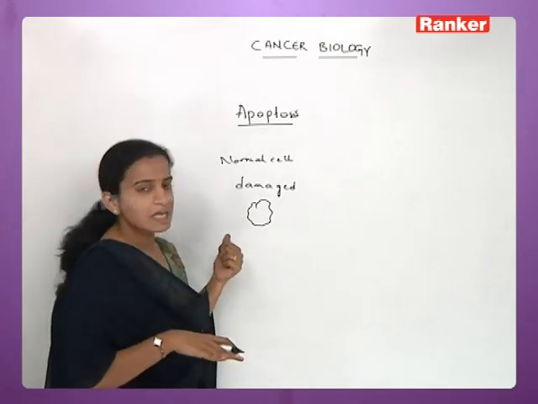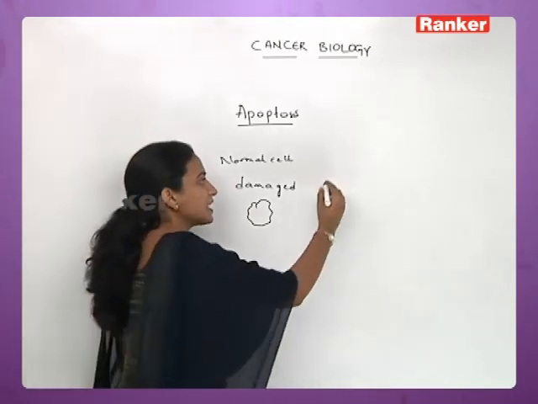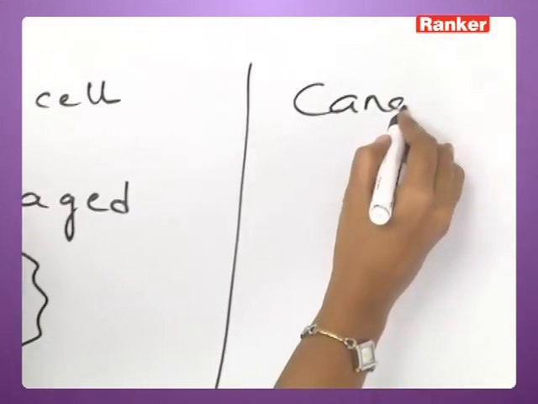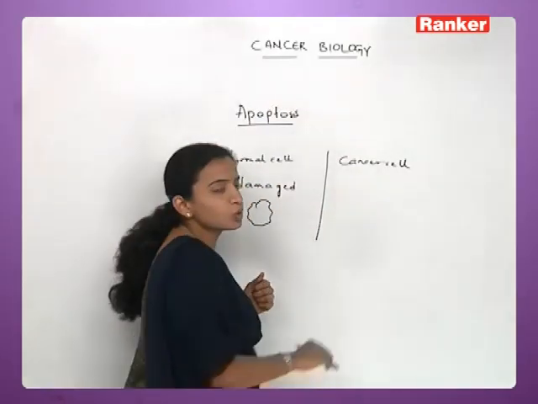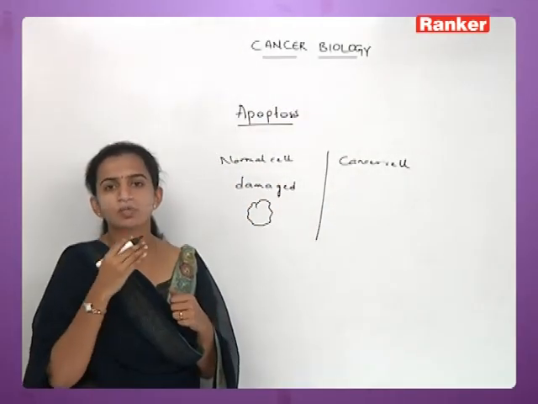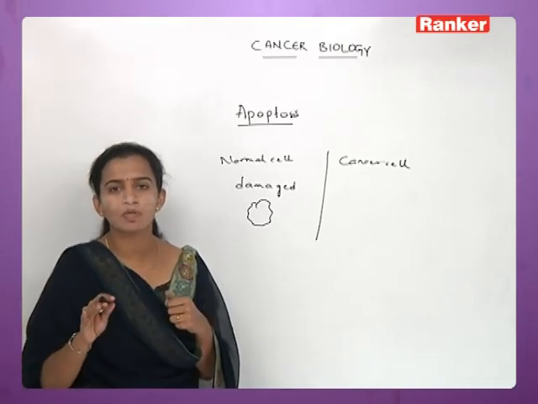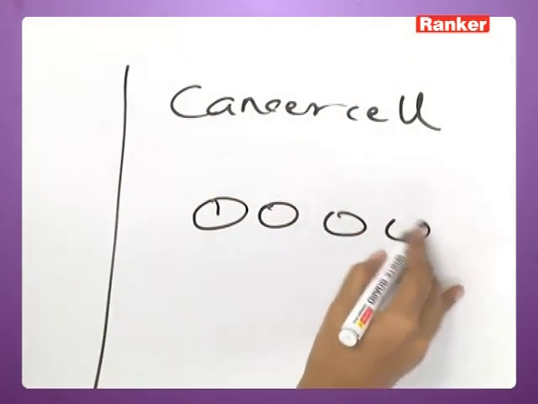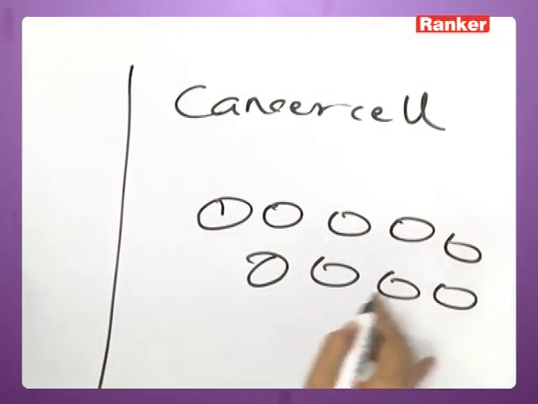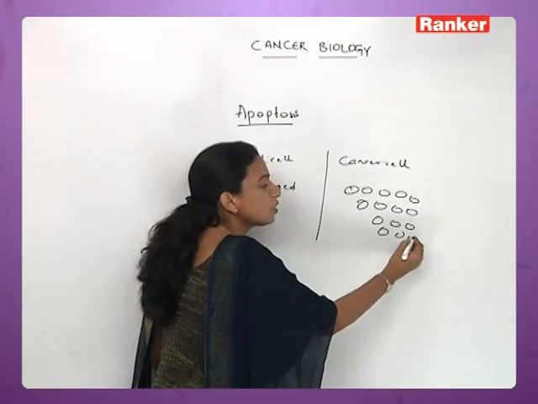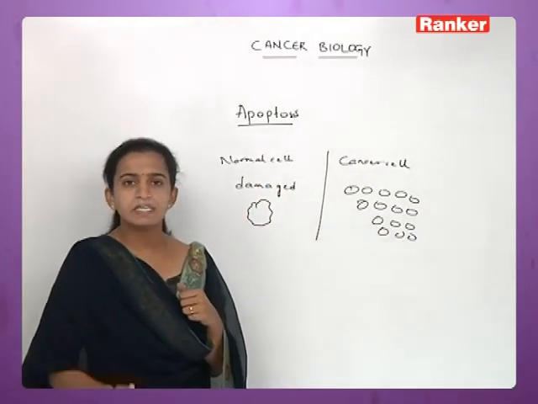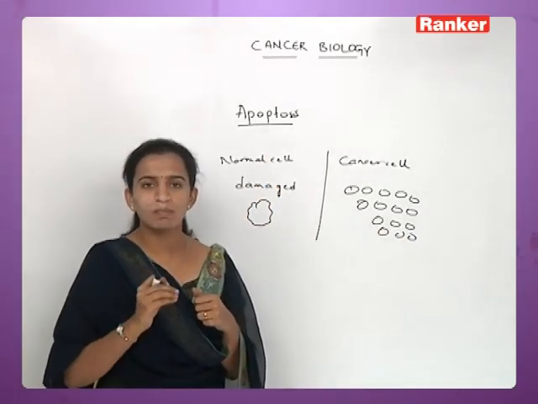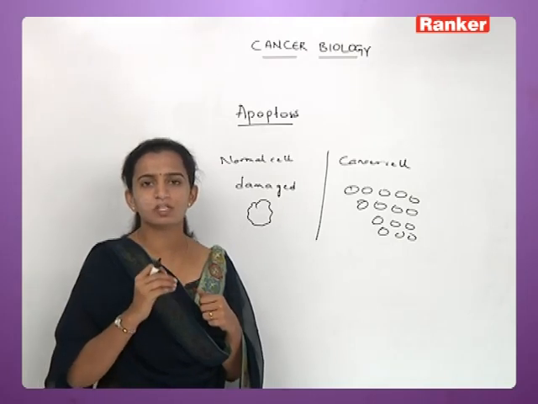But this same character you can't see in a cancer cell. What is happening with the cancer cell is that, though it is damaged, there is no stopping of anything. There is always a tremendous growth you can see. That means even if the cell is damaged, it is not going to stop its division. It is completely dividing tremendously. The division is going on.